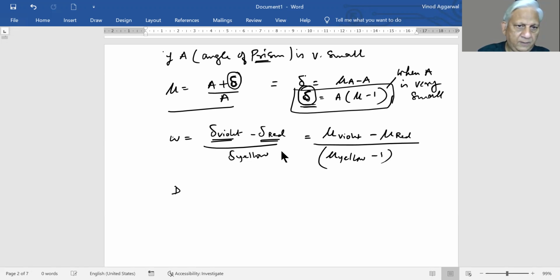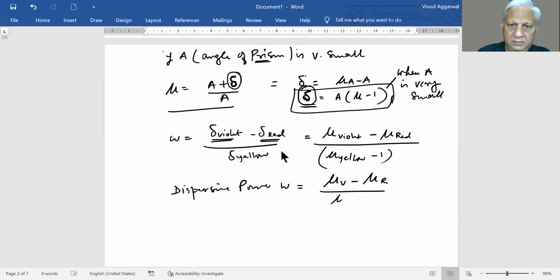So dispersive power W is equal to, in abbreviated form, we can write like this. This is when our spectra is containing all the values from violet to red. It could be any other range also, doesn't matter. But this one should represent the average of the range we are talking about here. That's all.